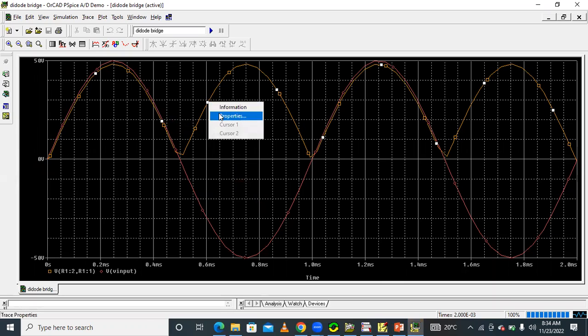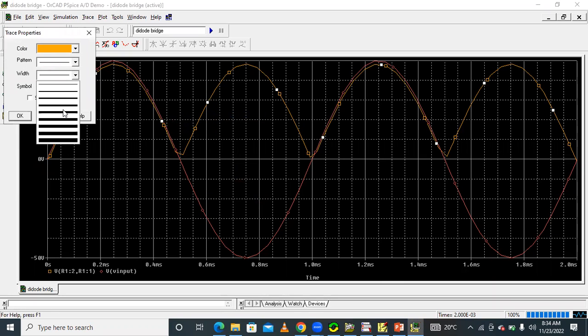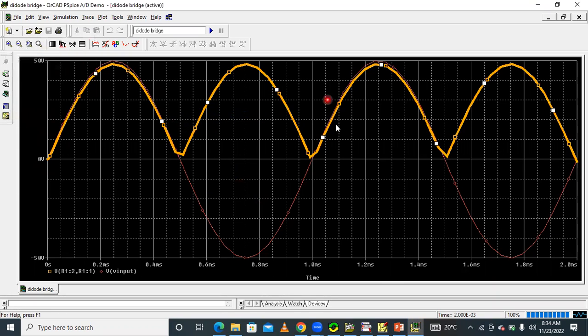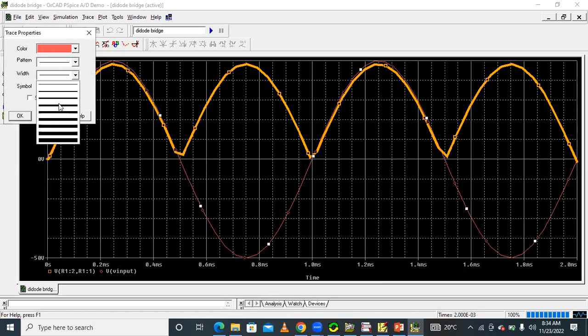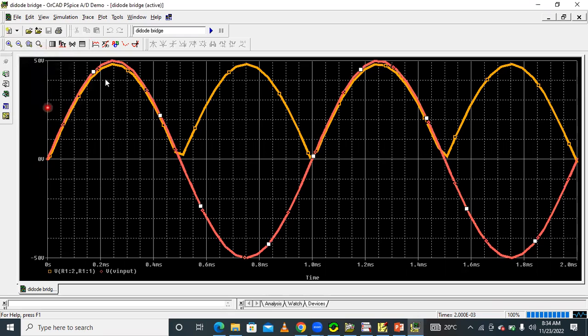This is our output voltage waveform, the full wave rectifier output voltage waveform, in orange color, and the red color is our input voltage waveform. So in this way we have to execute this experiment, and after executing it, first we have to find the VDC and the VAC. First VDC, the average value of the output voltage, and then the RMS value of the output voltage.